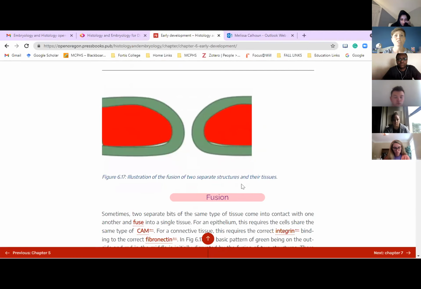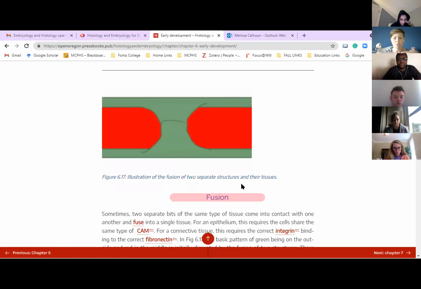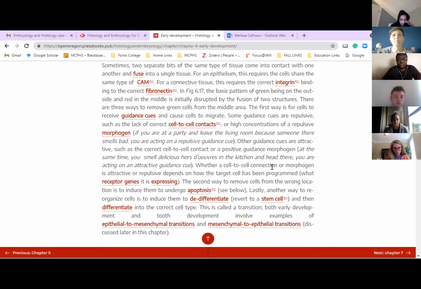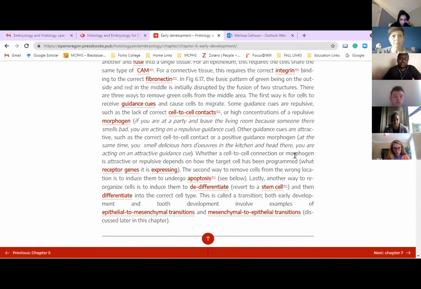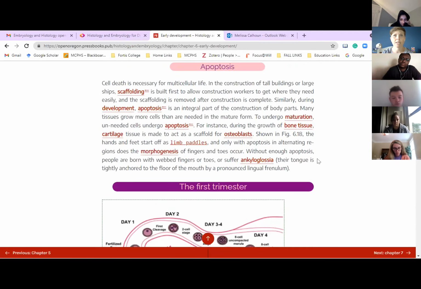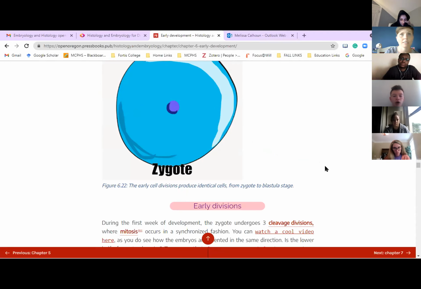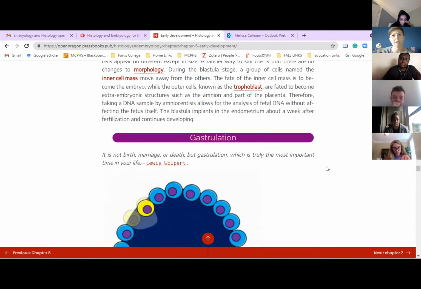So yeah, here's the fusion. Remember I said that the two pieces come together and then they kind of fuse together until the two separate structures come together with their tissue. And we'll talk a lot about that today because that's what happens with our palate.